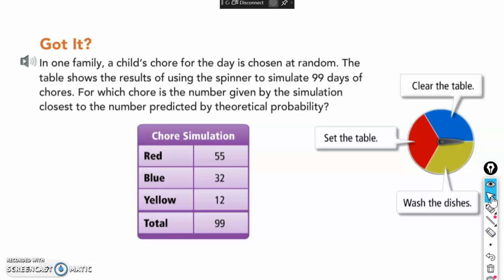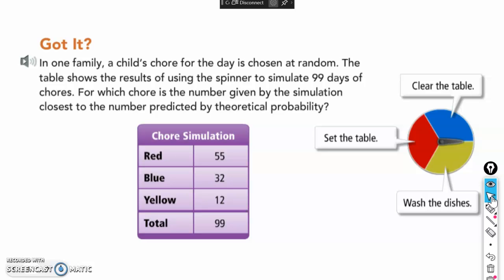In one family, a child's chore for the day is chosen at random. The table shows the results of using the spinner to simulate 99 days of tours. For which tour is the number given by the simulation closest to the number predicted by the theoretical probability?